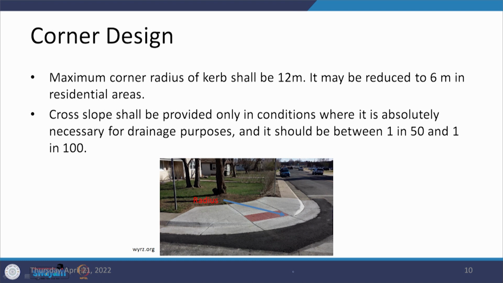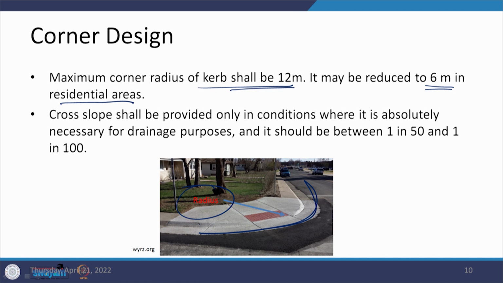Now, when we look at the corner at a junction, we also need to see that when you provide this type of facility at 90 degrees, then probably it is not so conducive even for the vehicles to negotiate this curve. So, we need to provide some radius here, and this radius is being talked about as a maximum of 12 meters and can be reduced to 6 meters in the residential areas. So, this is the type of thing we are trying to provide here.